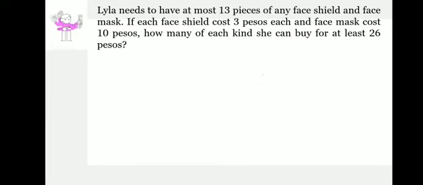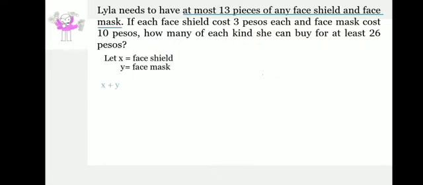Lila needs to have at most 13 pieces of any face shield and face mask. If each face shield costs 3 pesos and the face mask costs 10 pesos, how many of each kind can she buy for at least 26 pesos? O eto na nga, may dalawang quantity dito, yung face shield at saka yung face mask. And then yung kukonekta sa kanila ay yung kanilang mga presyo. Now, represent natin si x ay yung face shield at si y ay ang face mask. Sabi, at most 13 pieces of any face shield and face mask. So, dun tayo sa piraso. Ibig sabihin pag in-add natin si x plus y, dapat ang makukuha natin ay at most. Ano ang symbol ng at most? Yes, it should be less than or equal to 13.